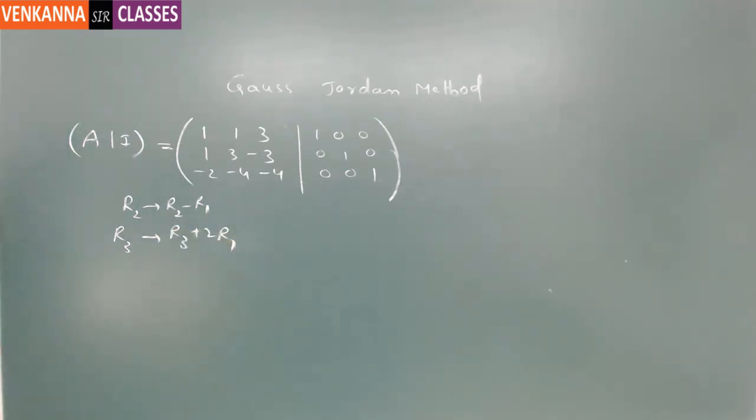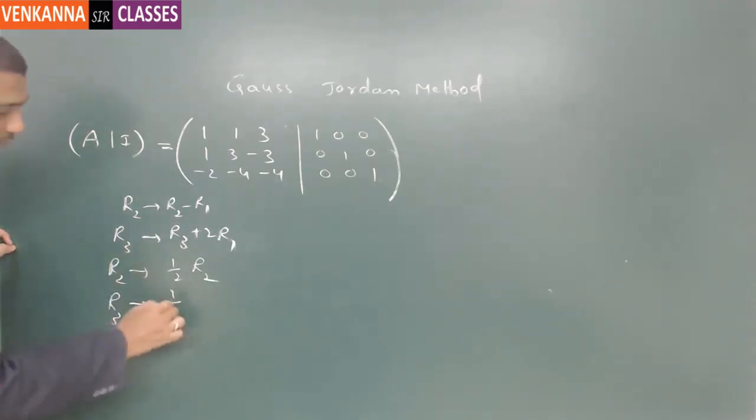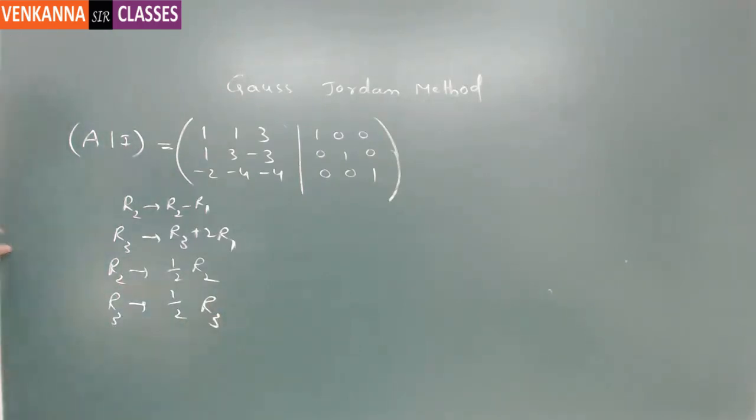I want to distort the matrices. Then I will do that. R2 tends to 1 by 2 R2, and R3 tends to 1 by 3 1 by 2 R2. Since it is only based on applying row operations, I am excluding this part. Writing each and every row operation and doing the corresponding matrix is somewhat time taking. So straight away I am listing out the row operations and how the necessary change is going to take place.